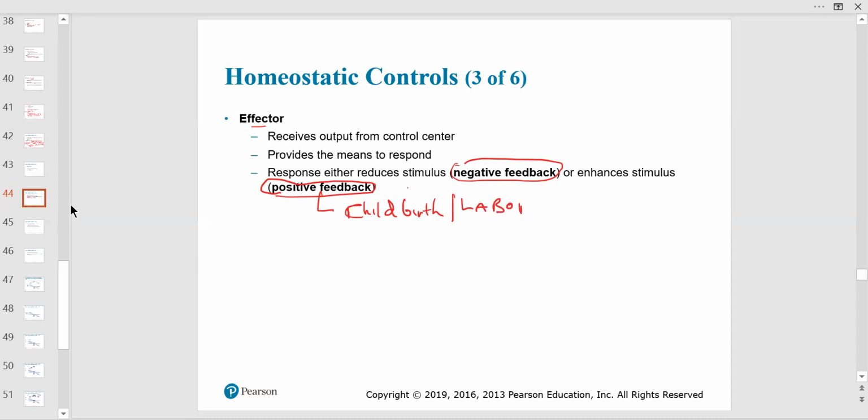So in that case, the stimulus is the stretching of the opening of the uterus, called the cervix, during labor. So the stretch is the stimulus. The receptor is a stretch receptor in the cervix. The control center is the hypothalamus, which is connected to the posterior pituitary. The output is the release of a hormone called oxytocin, and the effector is the uterus, to squeeze more. And that doesn't stop. That won't shut off. That'll keep going as long as the stimulus is there, the baby's head and then the placenta.